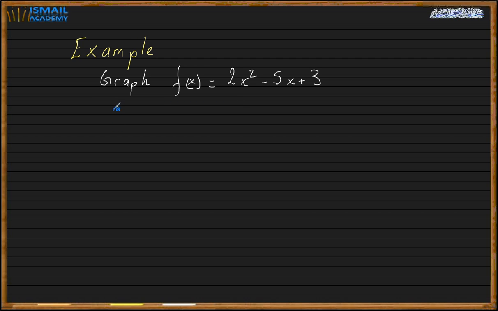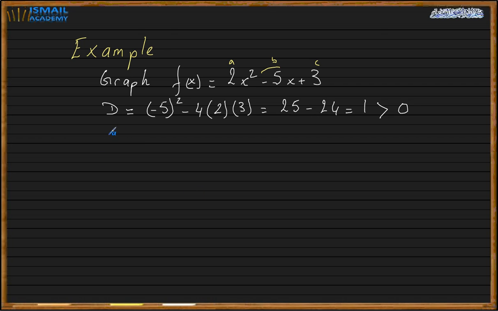So let me take my discriminant. The discriminant is b squared minus 4ac. You see, this is my a, this is my b, this is my c. So I will end up having 25 minus 24, which is 1, greater than 0. Greater than 0 means I have two x-intercepts.